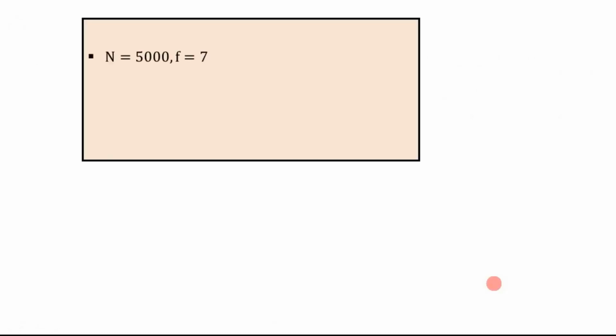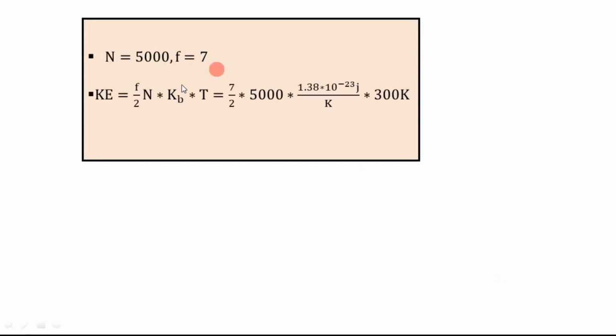So we go to the second case. The N is equal to 5000. F is equal to 7. Then in this case we replace here 7. The N will be equal to 5000. Then the Boltzmann constant times the temperature, and we have the kinetic energy.